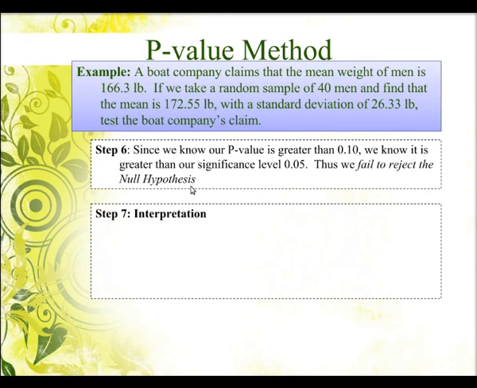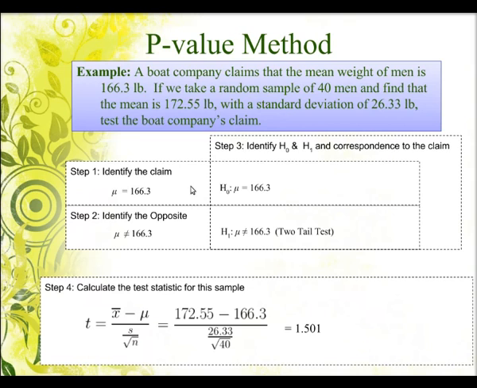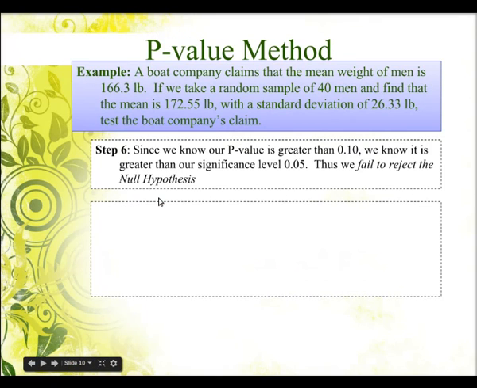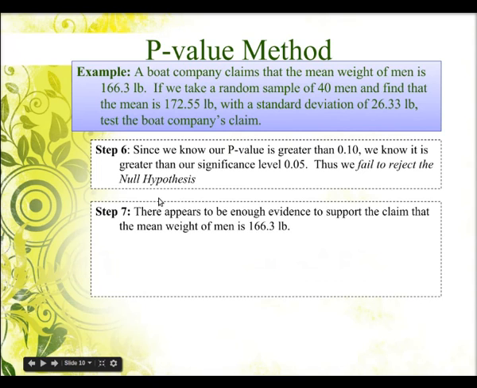So now interpreting that result, let's look back at the original stuff we did, identifying the claim. Since we failed to reject the null hypothesis, let me cross out my alternative, which went along with the opposite, and that means we can indeed support the claim. So my interpretation is that there appears to be enough evidence to support the claim that the mean weight of men is 166.3 pounds.